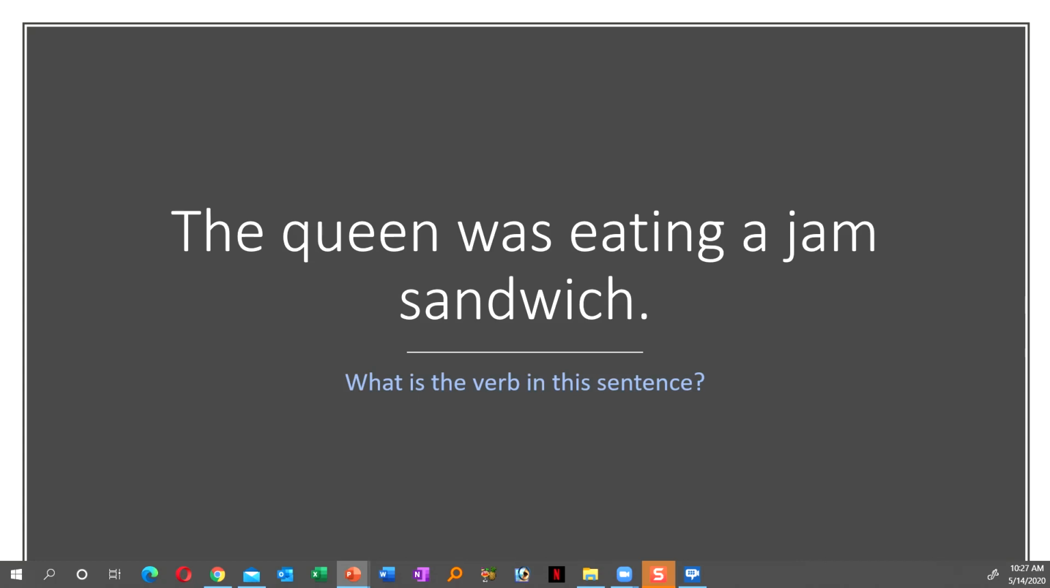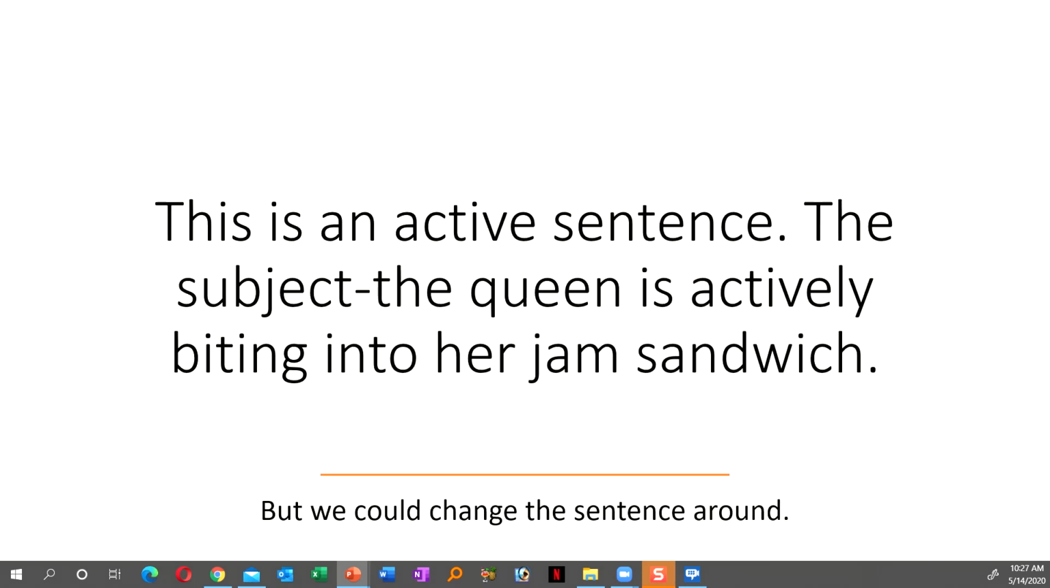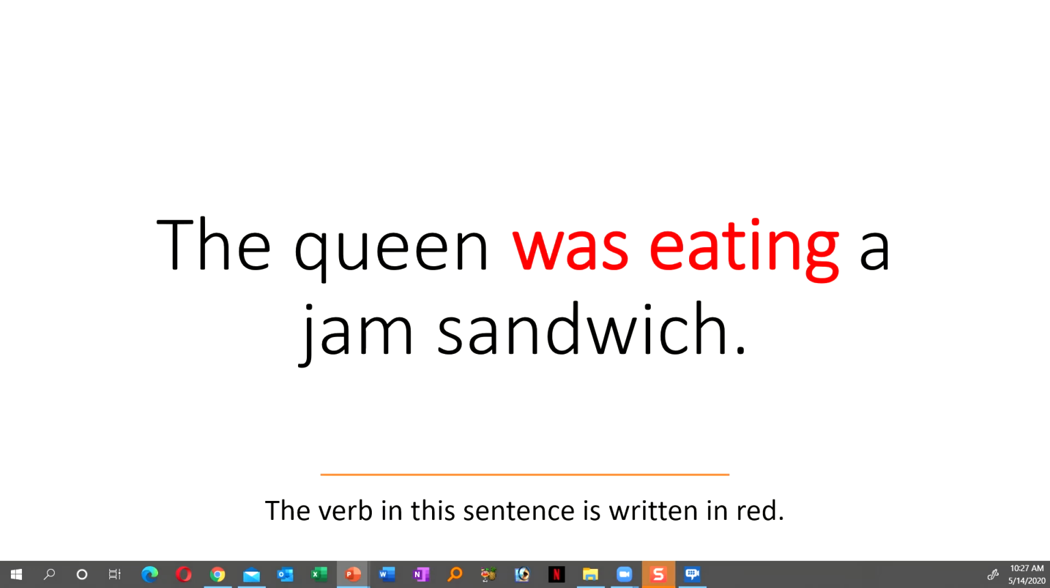Anybody else? What is the verb in this sentence? Was eating, right? The queen was eating a jam sandwich. The verb in this sentence is was eating. So this is an active sentence. The subject, the queen, is actively biting into her jam sandwich, right? So the queen here was eating a jam sandwich.